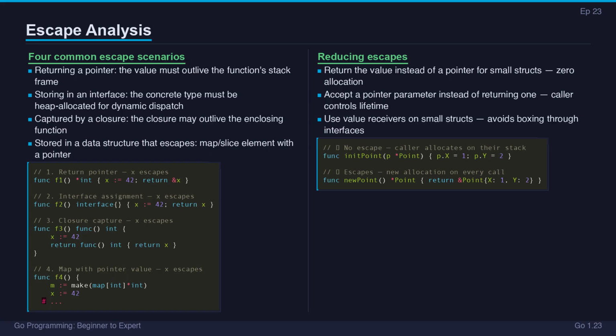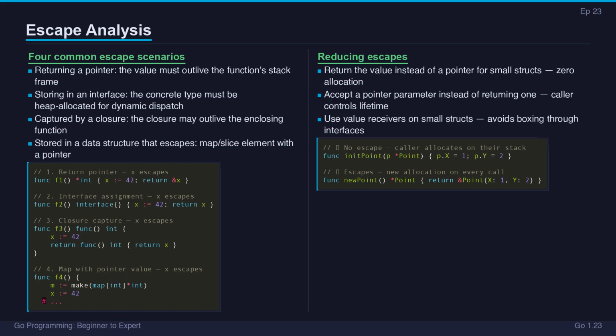Returning a pointer is the most common. return &x means x must survive the function's return, so the compiler moves it to the heap. If you need the caller to have a pointer, one alternative is to accept a pointer parameter and fill it in. The caller allocates, the function writes. The allocation happens on the caller's stack.